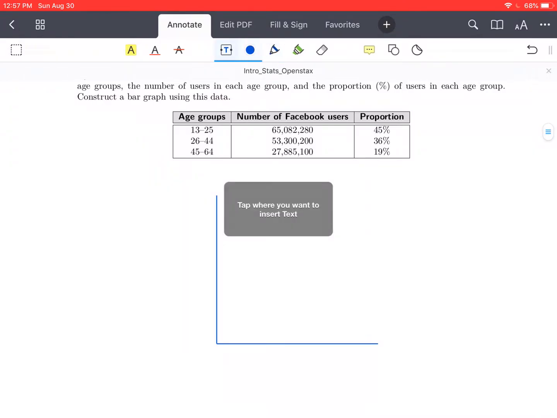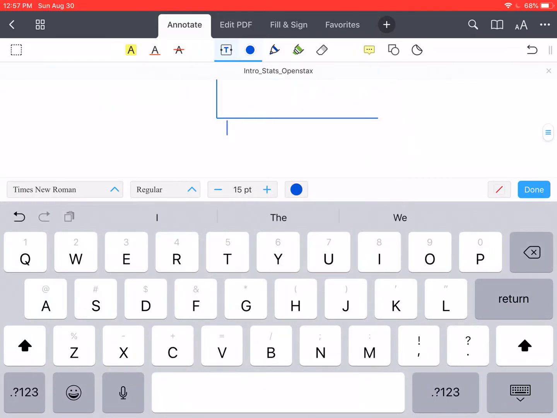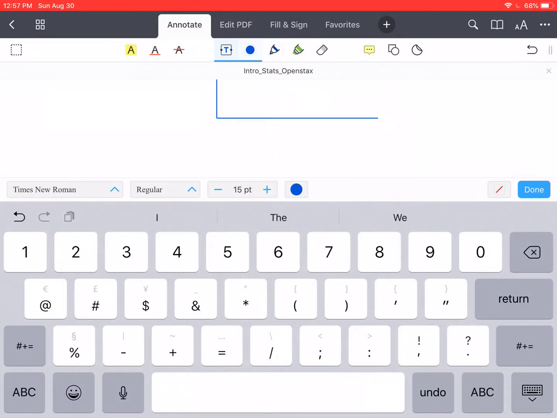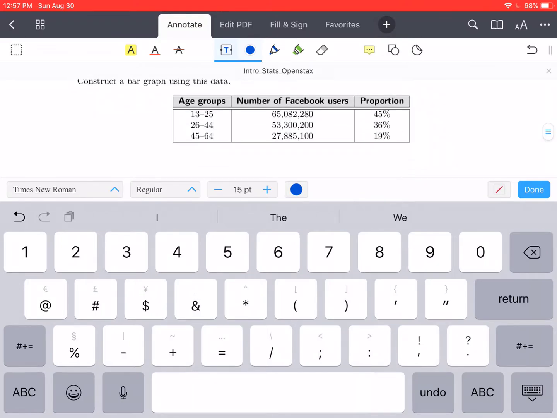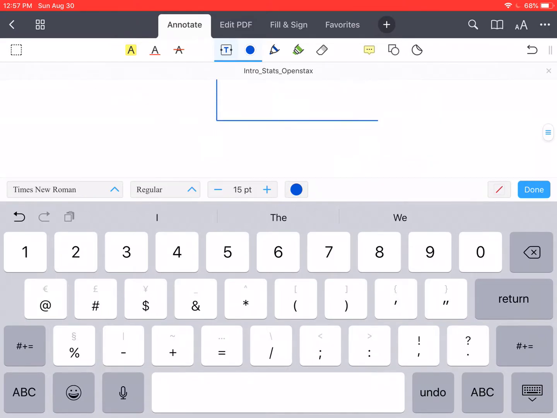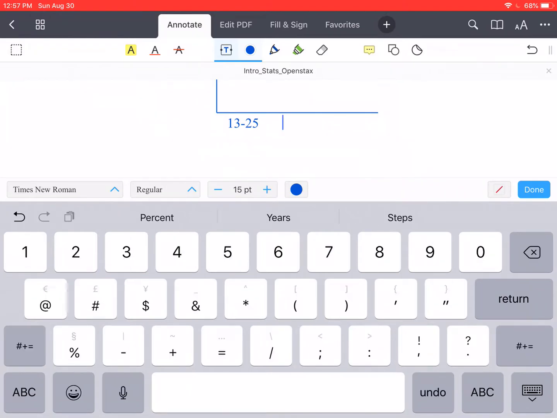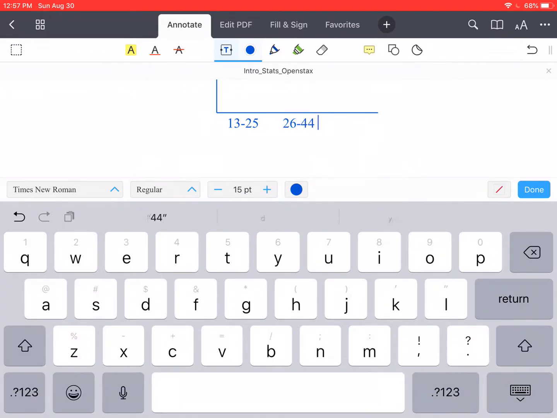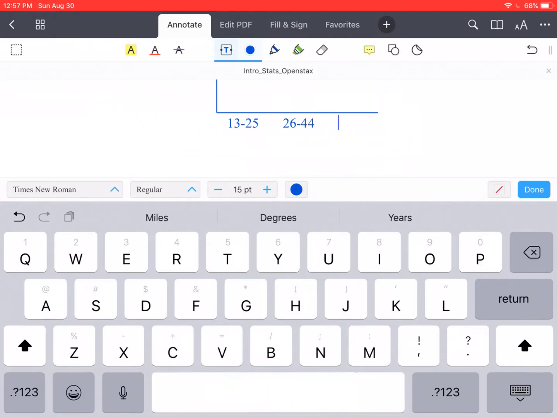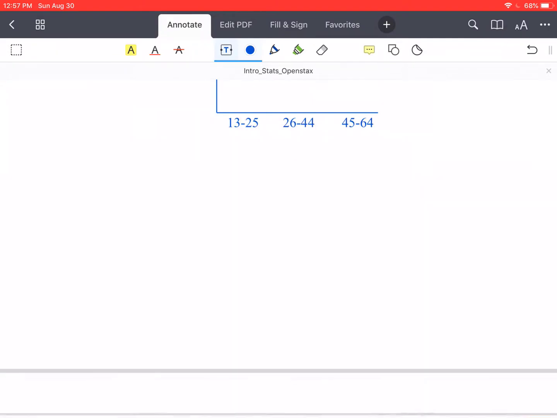And then we're going to have 3 groups on the horizontal axis. If you look in the table, the age groups are 13 to 25, 26 to 44, and 45 to 64. So those are each going to represent their own bar in the bar graph. 13 to 25, and 26 to 44, and 45 to 64.